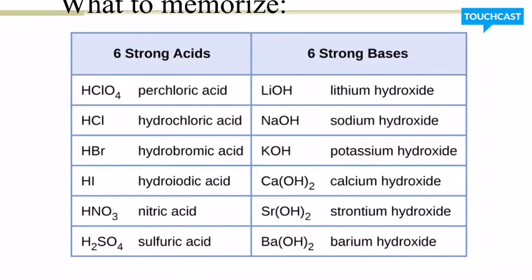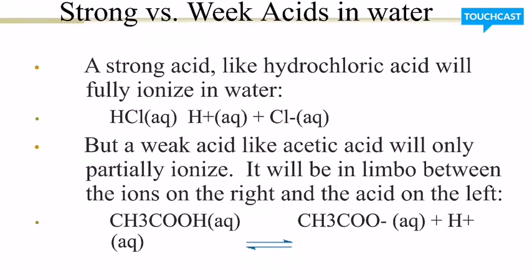Perchloric acid, hydrochloric acid, hydrobromic acid, hydroiodic acid, nitric acid, and sulfuric acid. Those are your strong ones. And then, just because I thought it might also be beneficial, you may want to also recognize these strong bases over here: lithium, sodium, potassium, calcium, strontium, and barium hydroxides. So basically that's your alkali metals and then some of your alkaline earth metals. All right, let's keep going. So a strong acid like hydrochloric acid will fully ionize and produce many ions in solution.